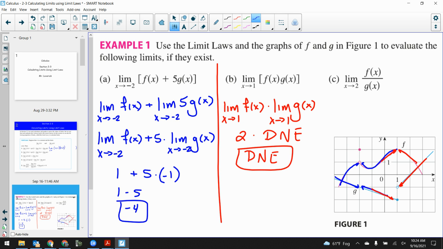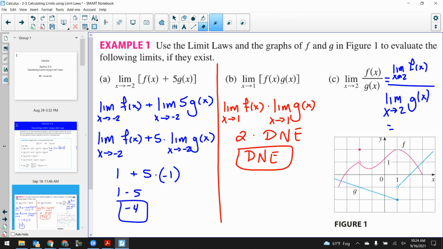The limit as x approaches 2 of f of x divided by g of x. So remember that that's equivalent to saying the limit as x approaches 2 of f of x divided by the limit as x goes to 2 of g of x. Okay, what is my numerator then? What is the limit as x approaches 2 of f of x? Let's get all those markings out of the way. Okay, well, I'm going closer to 2 on f of x. What do you think that's going to be? About 1.4, 1.5, somewhere in there? Let's say 1.5.